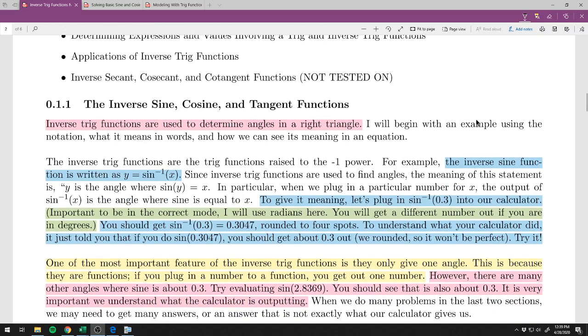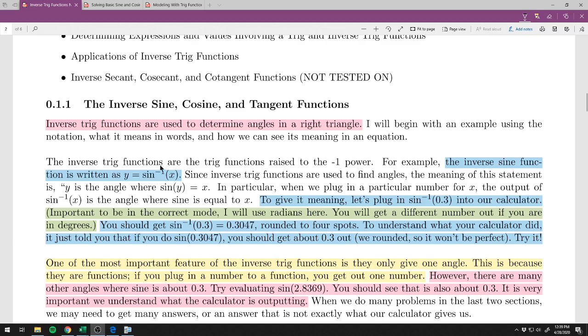But there is a lot of little things to talk about here. Understanding what the inverse trig functions do when you plug a number into your calculator, and what you get out, is very meaningful. And we don't want to think about the first set of problems, which is just using your calculator, as just a calculator problem. We want to understand what that answer means, what it's telling us.